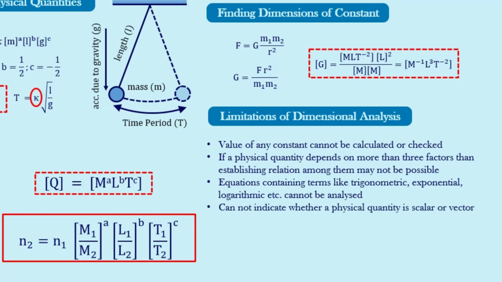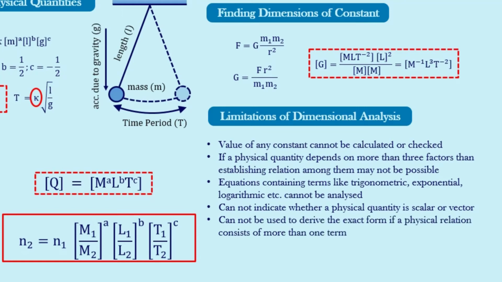We cannot tell whether a physical quantity is a scalar or a vector based on dimensional analysis. We cannot use dimensional analysis to derive a physical relation containing more than one term. Yes, we can check the dimensional correctness using homogeneity, but we cannot be sure of the exact form of the equation.